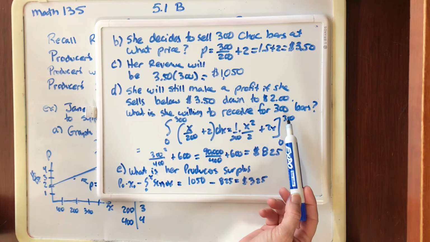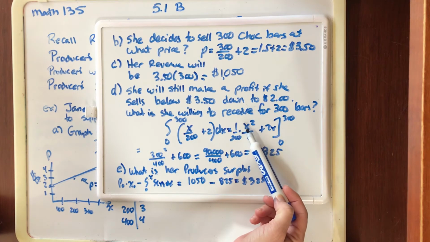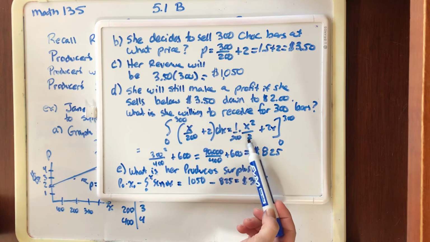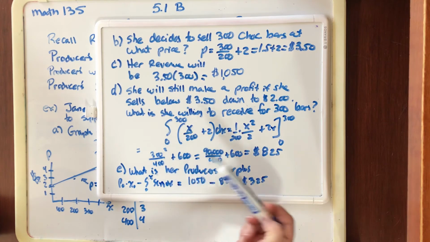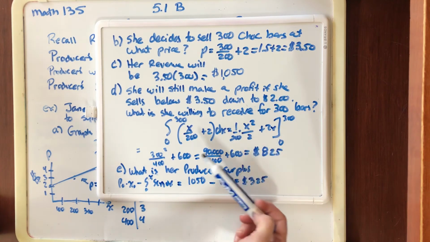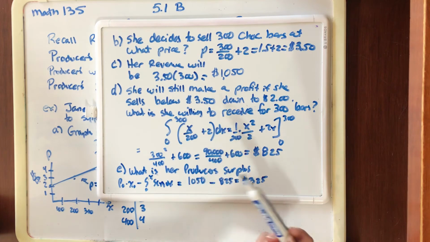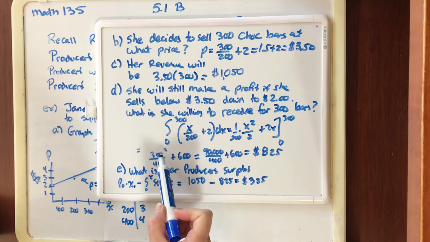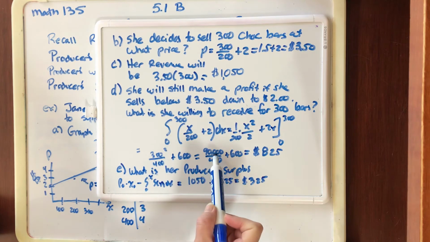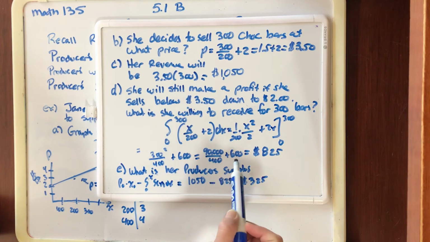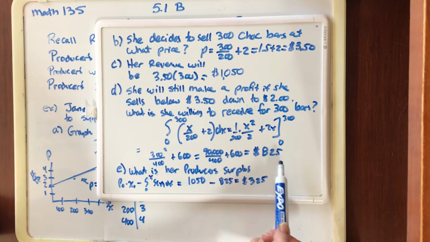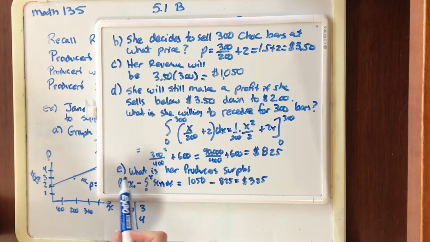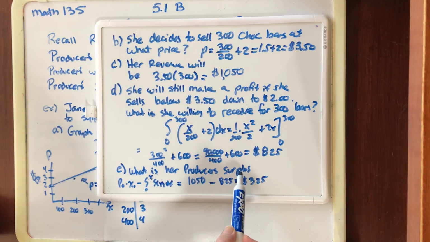So when we put our 300 into right here, we get 300 squared divided by 400, because 200 times 2 is 400. Then we put 300 into 2x, and we get 600. And of course, with this 0, we're just subtracting 0, so we don't have to worry about that. Okay, let's continue. 300 squared is 90,000. Divided by 400 plus 600 is $825.